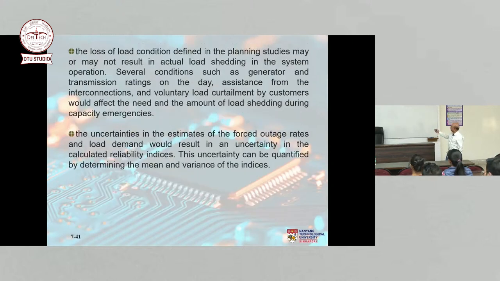Finally, the loss of load condition defined in the planning studies may or may not result in actual load shedding. So we have been looking at capacity outage 0, 20, 40, 60, and we said, oh, loss of load, loss of load. Maybe at that time there is no loss of load. So there are so many uncertainties, and especially when we have the tools, we should be happy that we can model them at any point in time, right? And the uncertainties in the estimates of the forced outage rates as well as the load demand would create an uncertainty in the calculated reliability indices.